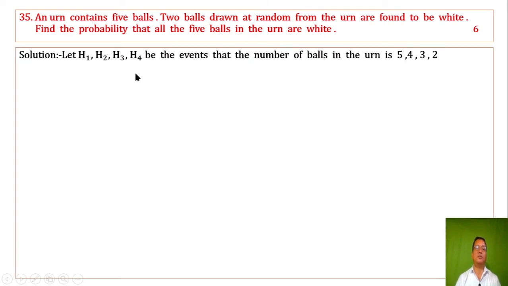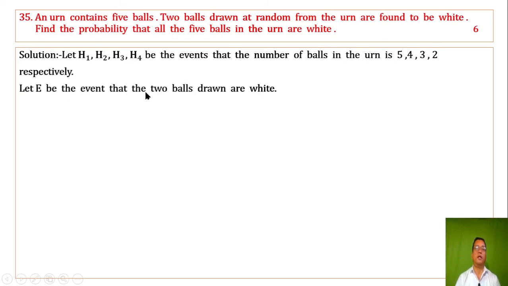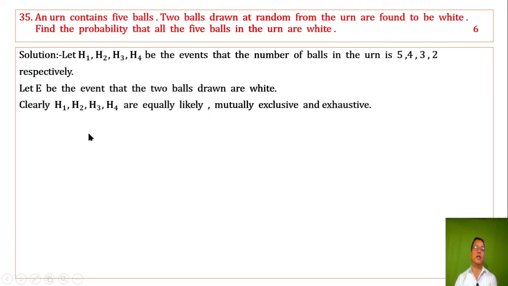Let H1, H2, H3, H4 be the events that the number of white balls in the urn is 5, 4, 3, 2, respectively. Let E be the event that the 2 balls drawn are white. Now, clearly H1, H2, H3, H4 are equally likely, mutually exclusive and exhaustive.